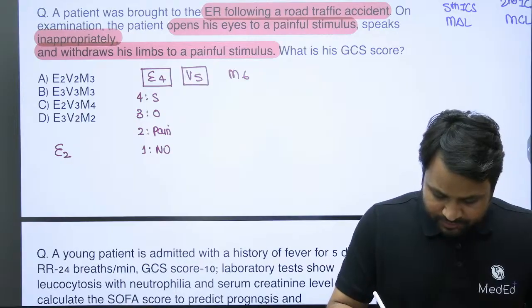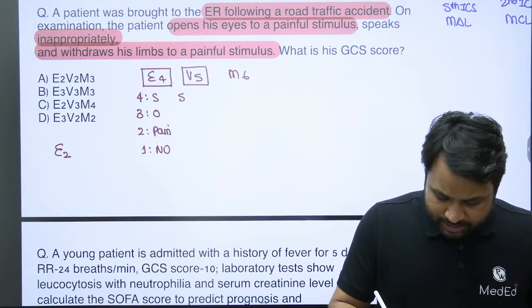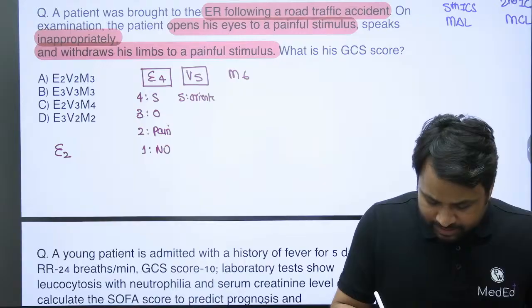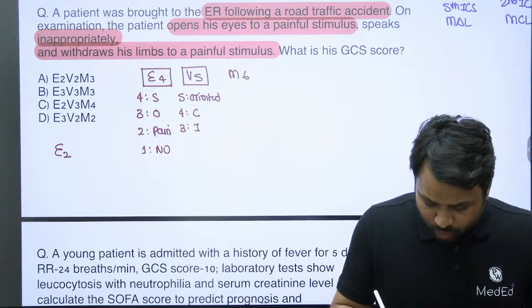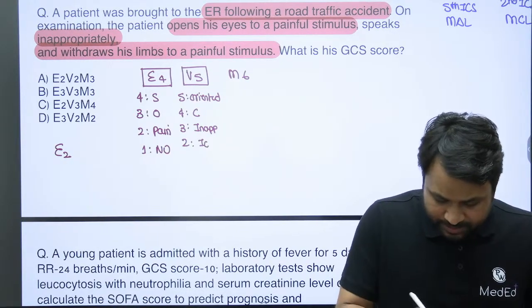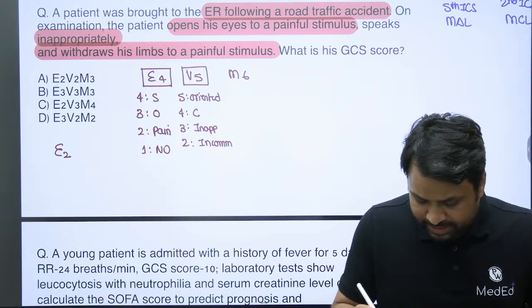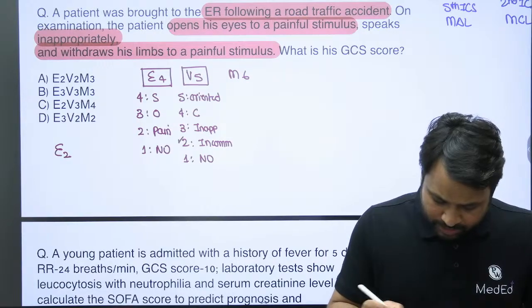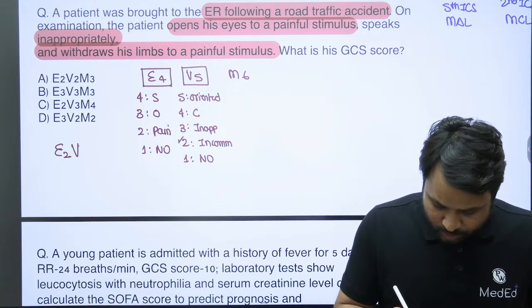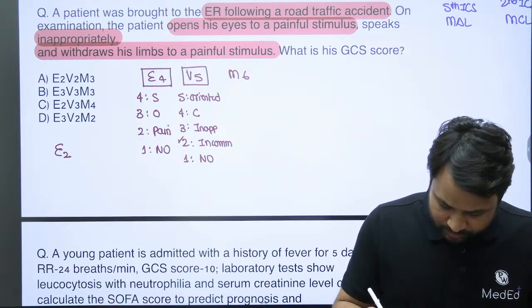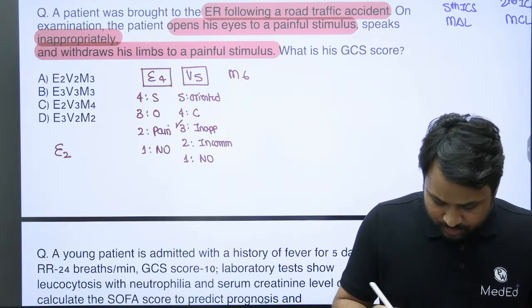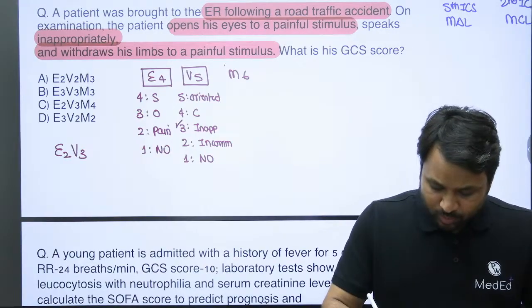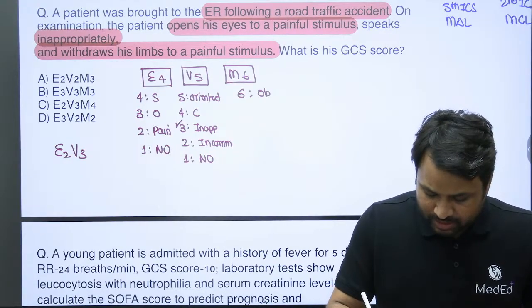Verbal response 5 if he is oriented to the time, place and person. Okay. 4 if the patient is confused. 3 if he is using inappropriate words. 2, it is going to be incomprehensible sounds. That means we are not able to understand what the patient is saying. 1, the patient has no response. So here the patient is having inappropriate words. So verbal response is going to be, sorry, inappropriate words is going to be 3. So V3 is there.